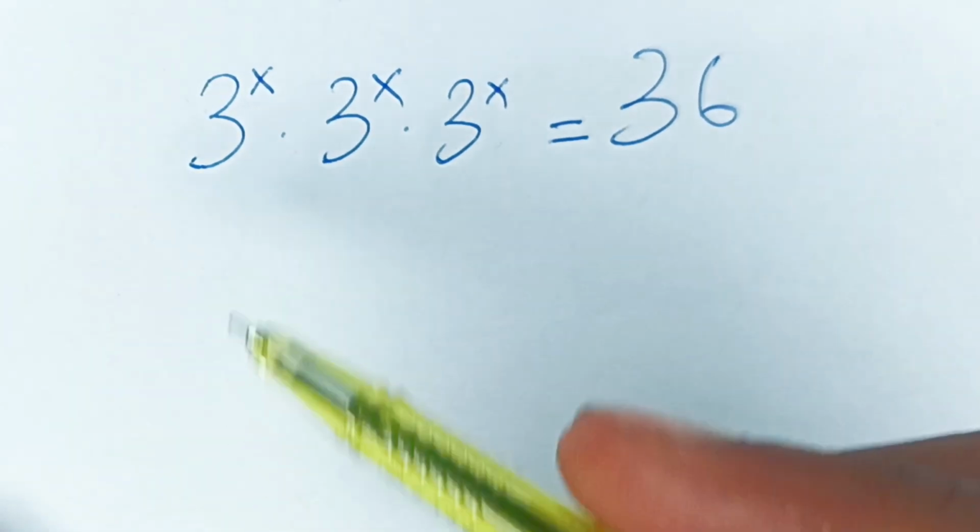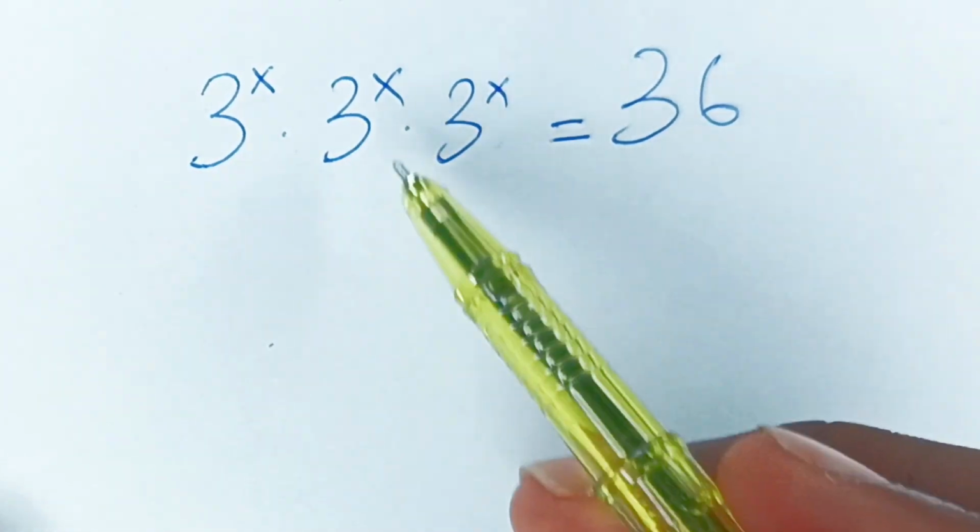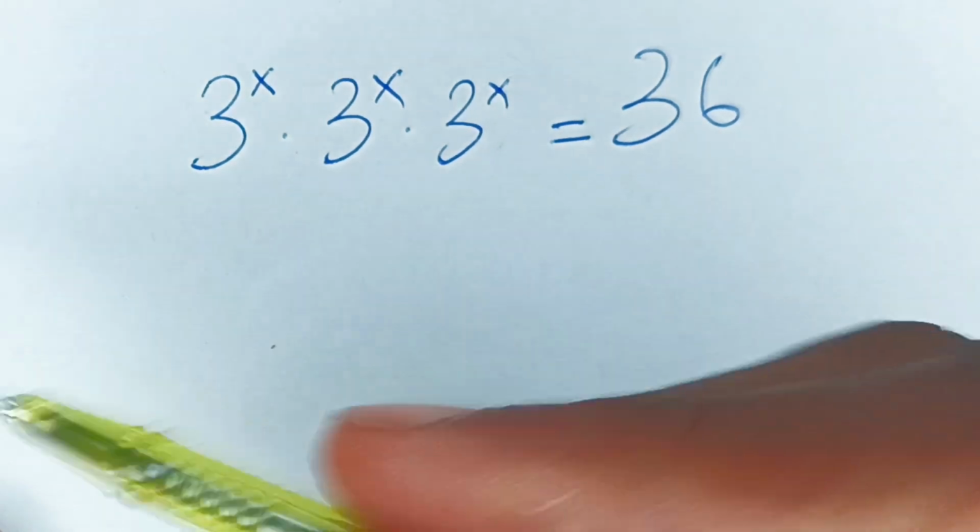Let's solve this question together. It says 3 raised to the power x multiplied by 3 raised to the power x multiplied by 3 raised to the power x equals 36. How do we solve this?